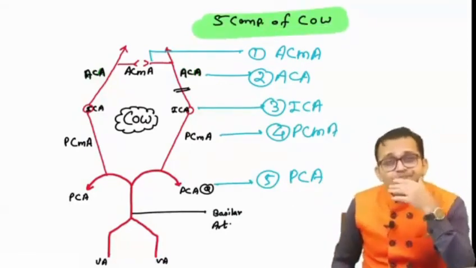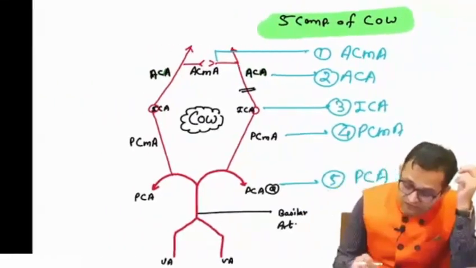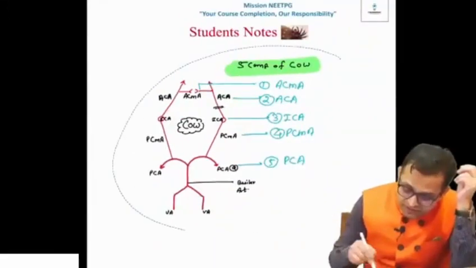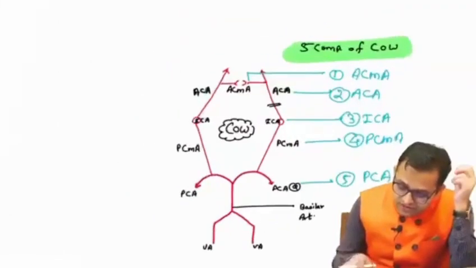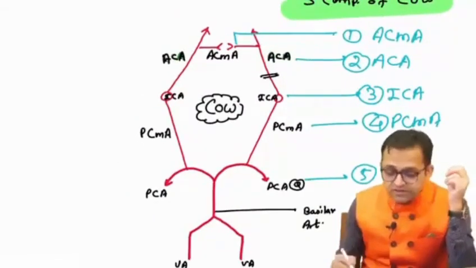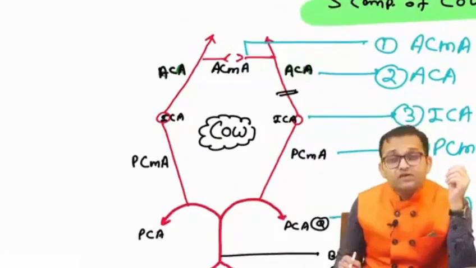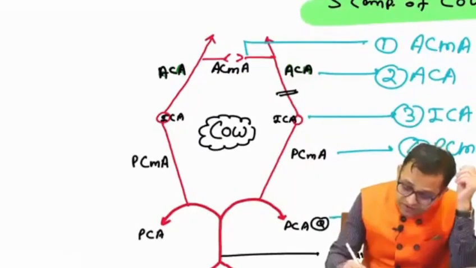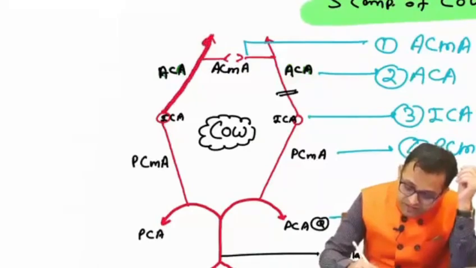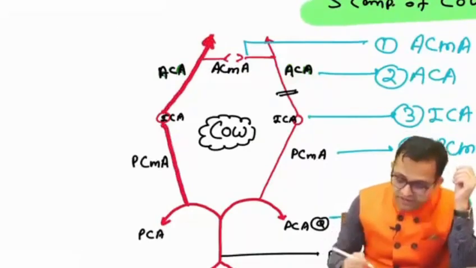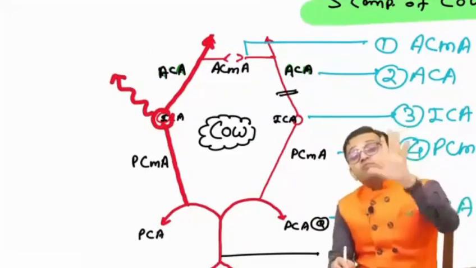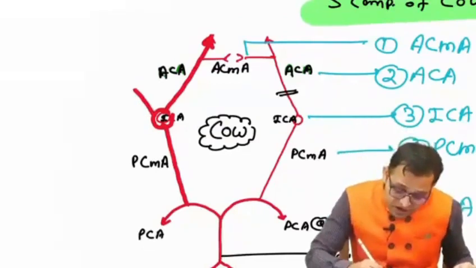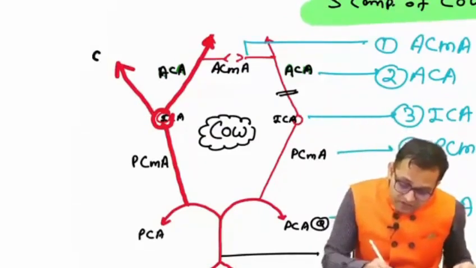Agree? Now, the five branches of our internal carotid artery. Look here, sir, this is our internal carotid artery. It is giving five branches: anterior cerebral artery, posterior communicating artery, but also a very important branch. Hope you had seen it in our ophthalmology class. Sir, this is the artery for the eye, the ophthalmic artery.